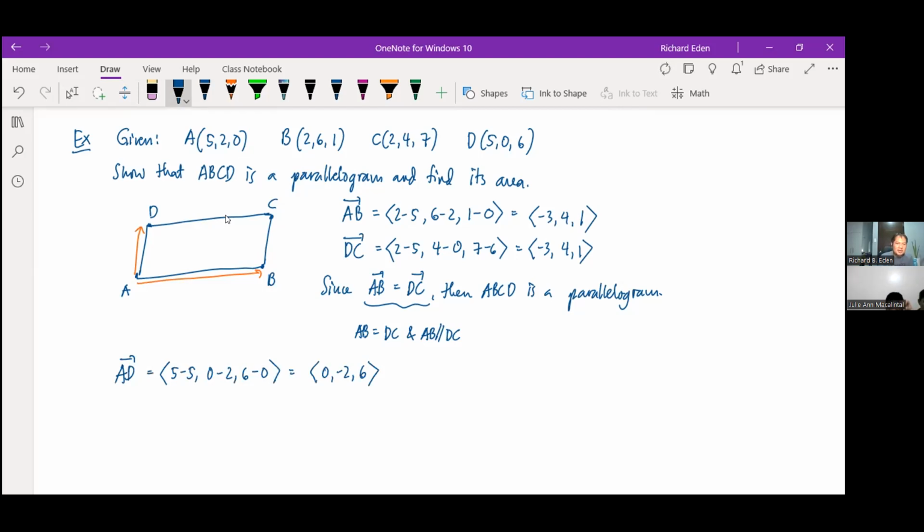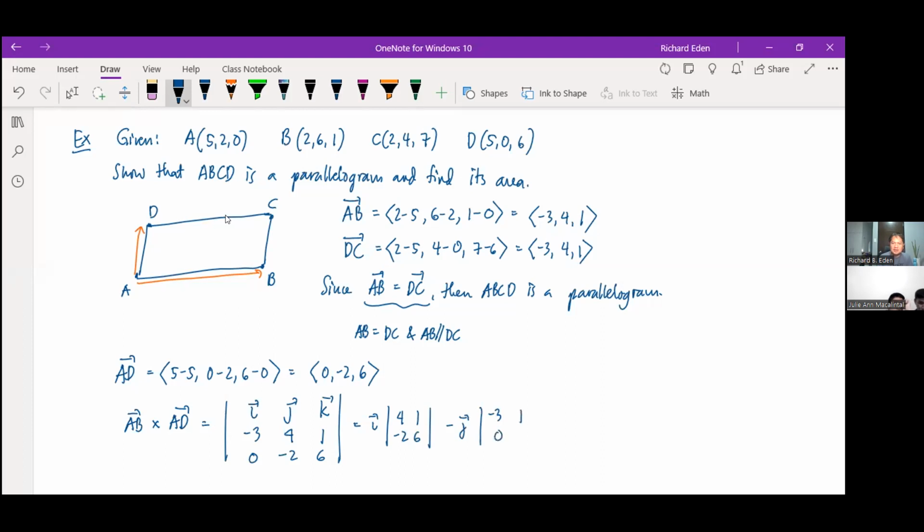Okay, so now let's take the cross product AB cross AD. So I, J, K, AB is negative 3, 4, 1, 0, negative 2, 6. So I goes with 4, 1, negative 2, 6, minus J with negative 3, 1, 0, 6. And finally K with negative 3, 4, 0, negative 2. Joshua, what's the first determinant?